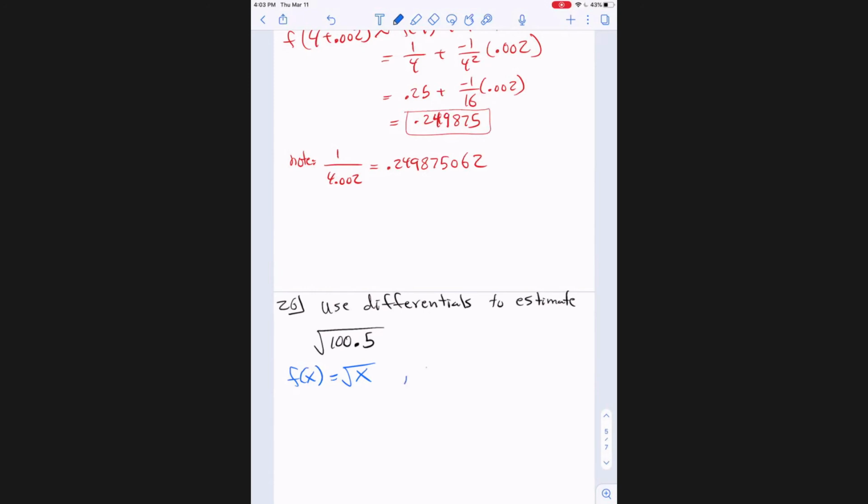What is x going to be equal to? 100, because square root of 100 is easy to do. What's dx? The leftover, 0.5. Does it make sense now, at least a little bit? I'm seeing the pattern now.